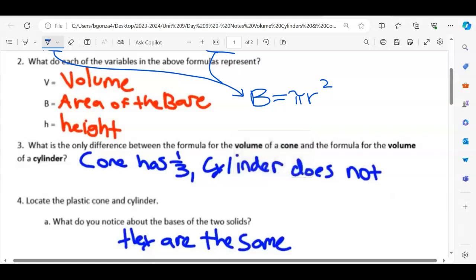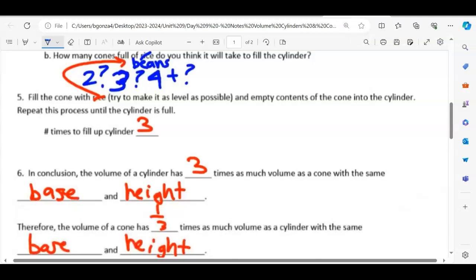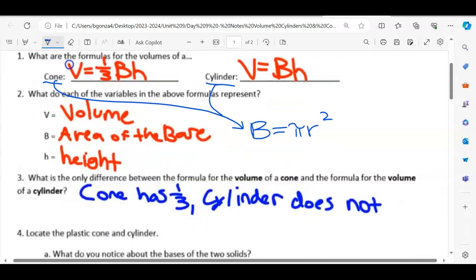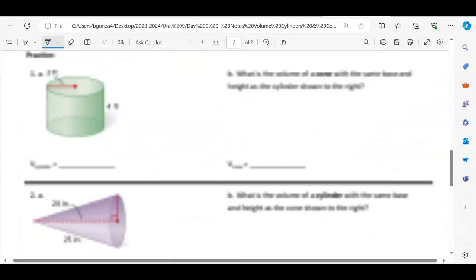Anyways, all right, so check it out. You may have guessed 2, 3, or 4, but the answer is 3. Now let me show you something that you already wrote. There was a clue in this formula. What does this say right here? 1/3. That means it's literally 1/3. So I kind of gave it to you already. Sometimes we copy without thinking. So a cone is literally 1/3, which means 3 of them make a whole cylinder. Okay, so that's cool.